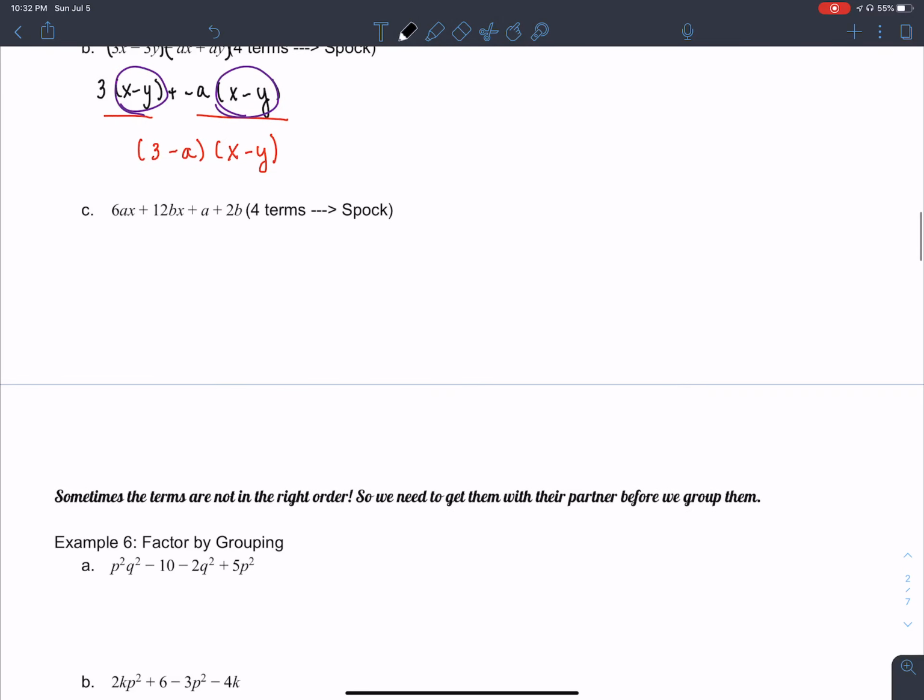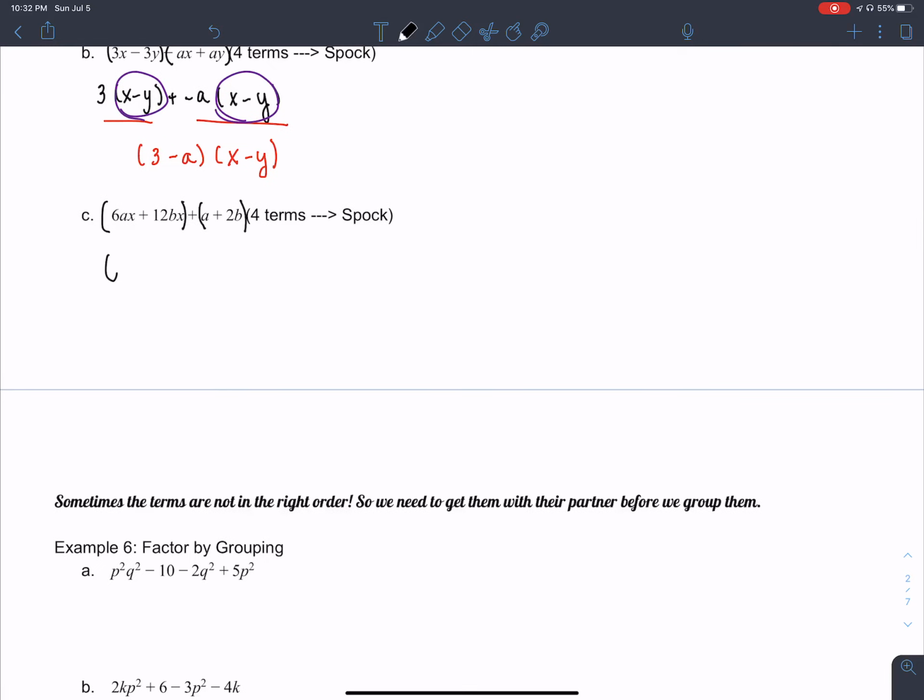Here we go. Group at the plus sign. So when it's not a negative, the plus sign stays on the outside. Factor out a 6x, because that's the GCF, and I'm left with a plus 2b. Now, this one, there's nothing to take out. So it's just going to be plus 1. And I'm left with a plus 2b. So, 6x plus 1, GCF, a plus 2b.